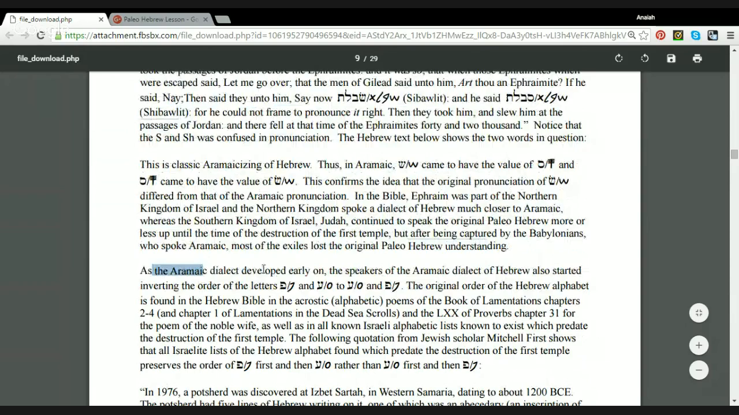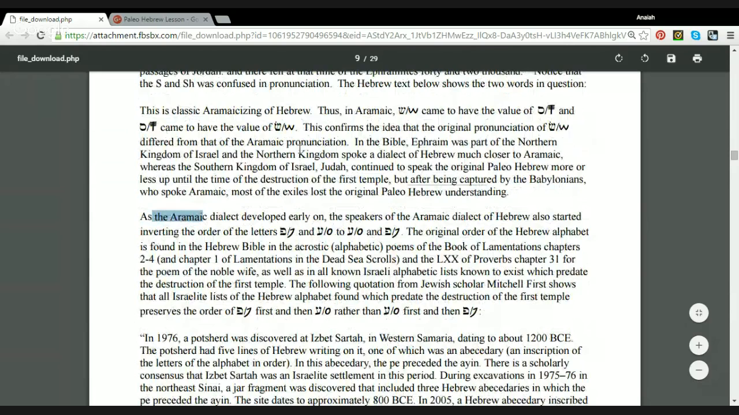Okay. As the Aramaic dialect developed early on, the speakers of the Aramaic dialect of Hebrew also started inverting the order of the letters Pei and Ayin to Ayin and Pei. The original order of the Hebrew alphabet is found in the Hebrew Bible, in the acrostic or alphabetic poems of the Book of Lamentations, chapters 2-4. And it's also found in chapter 1 of Lamentations in the Dead Sea Scrolls copies, which means that scribes later on changed chapter 1 to put it in the correct order. The original version of Lamentations had the reversed order, the Pei, then Ayin.